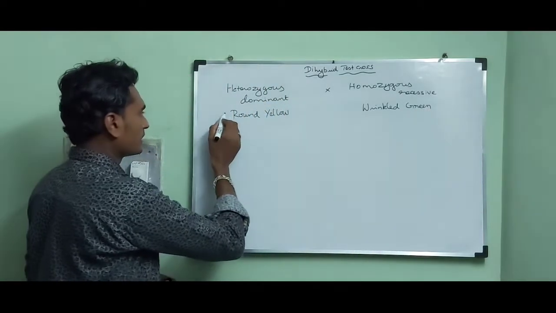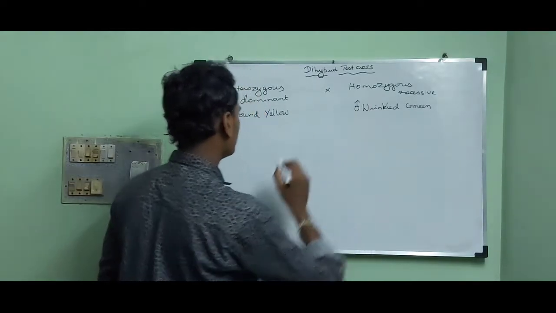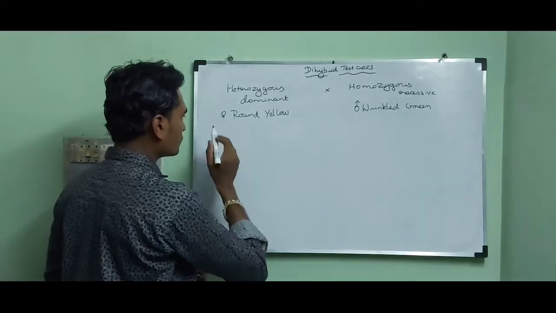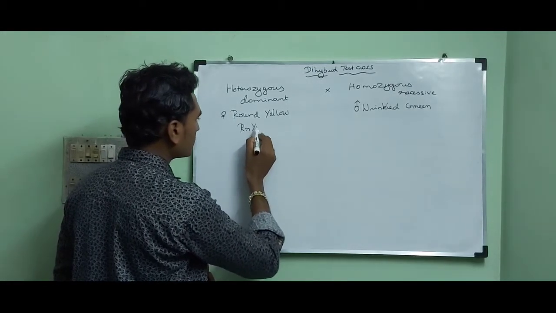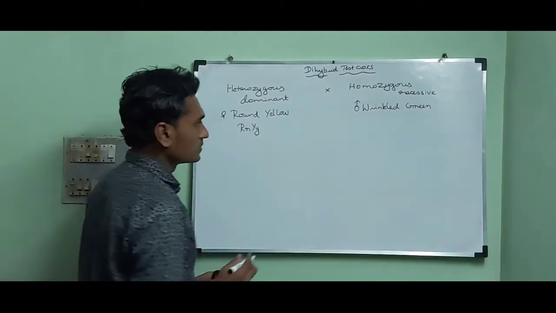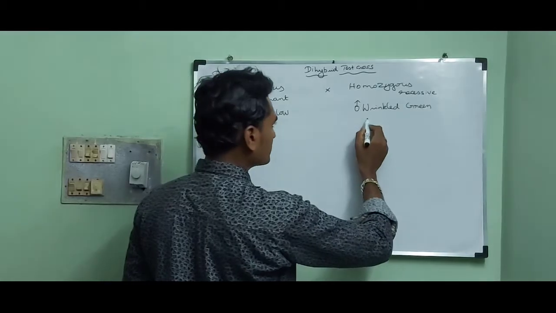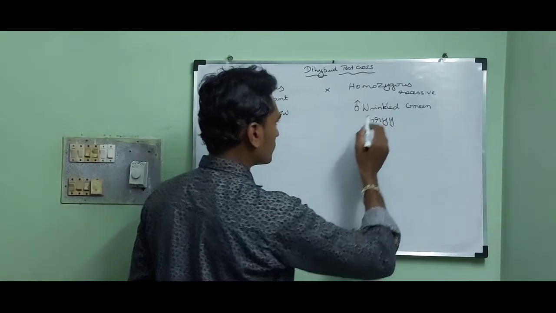Then this plant acts as female, this plant acts as male. Now I am going to write the genotype of round yellow: capital R, capital Y, small y. Then I am going to write the genotype for wrinkled green: small r, small y, small y.